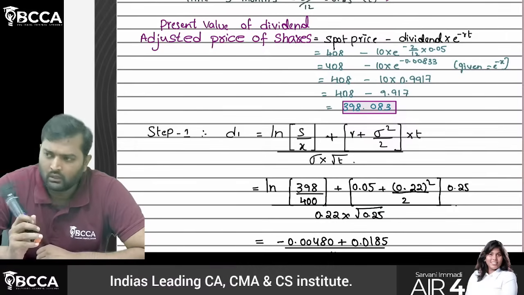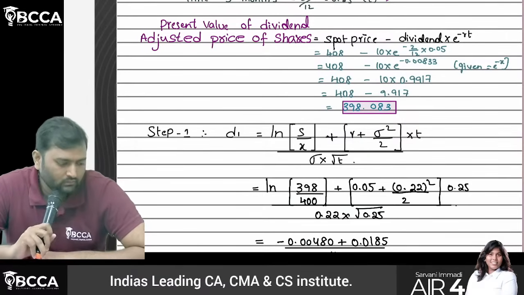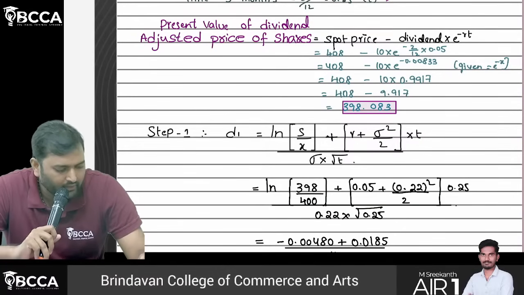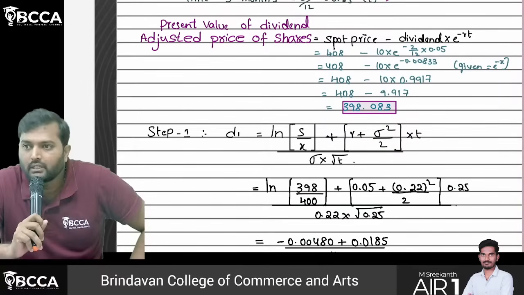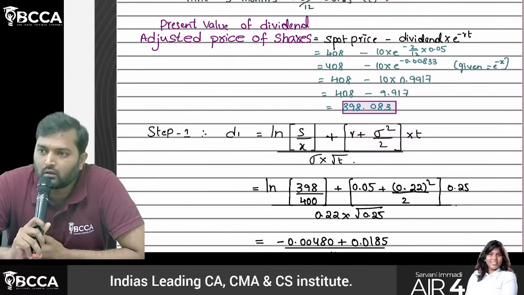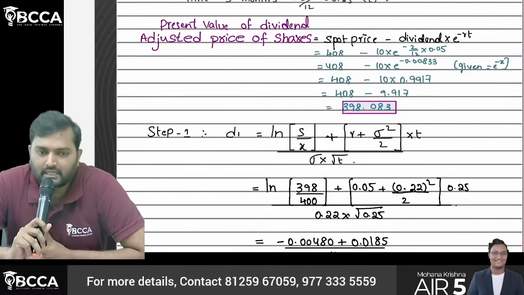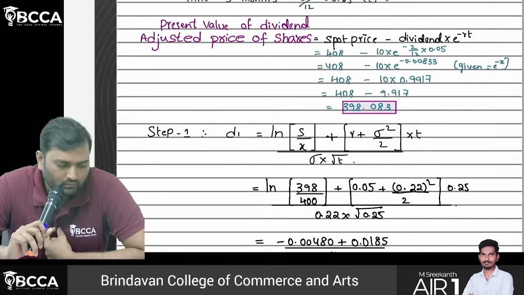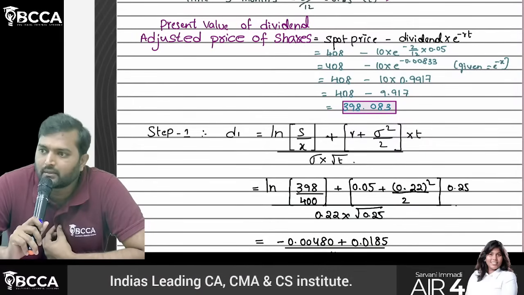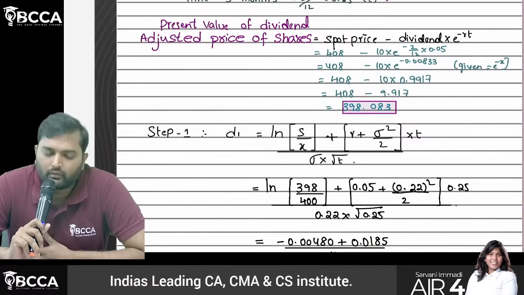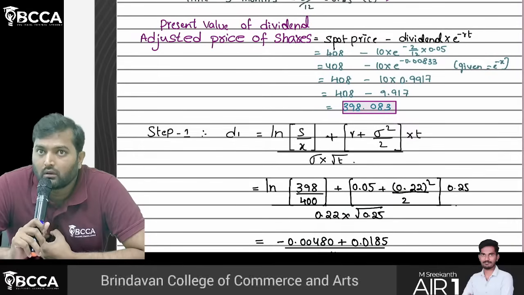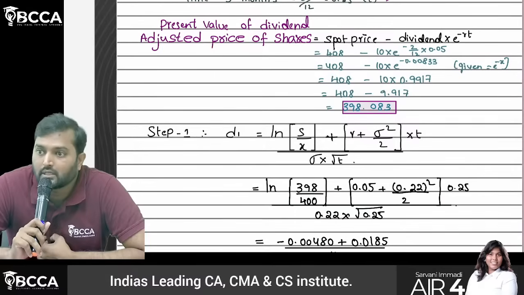Step 1, D1. D1 is equal to natural log of S by X. Ln means natural log. So before entering the exam hall, go through this formula. D1 is equal to natural log of S by X, where S means spot price, adjusted spot price.